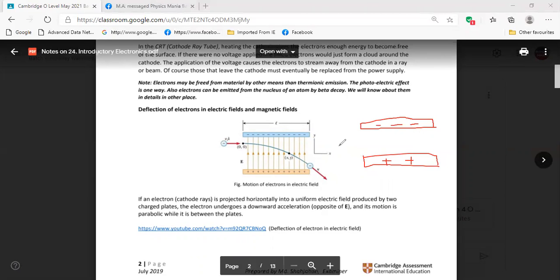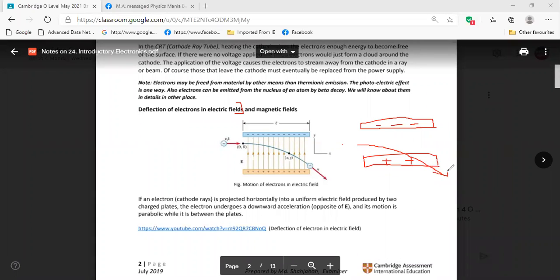Should I draw after the heading? Yeah, after the heading. Then you draw here this way, the electron beam is going. Is it clear? Yes, sir.